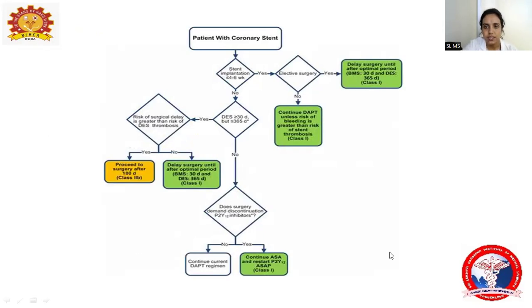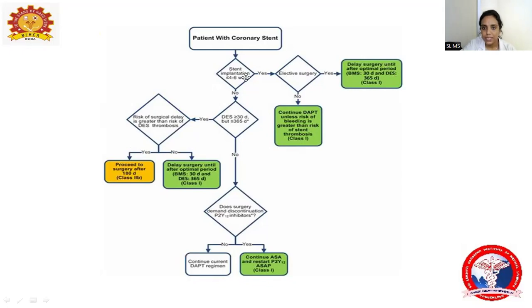This flow chart is for a patient who is posted for surgery with a coronary stent. Has stent implantation been done less than 4 to 6 weeks ago? If yes, and it is an elective surgery, we will delay the surgery until the optimal period. If it is not an elective surgery, you have to continue the dual antiplatelet therapy unless the risk of bleeding is greater than the risk of stent thrombosis.